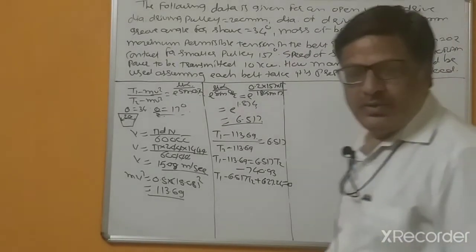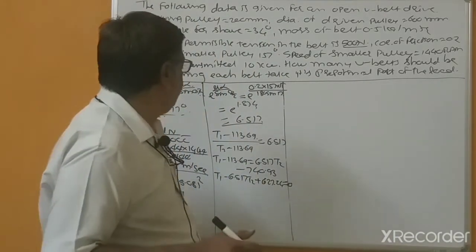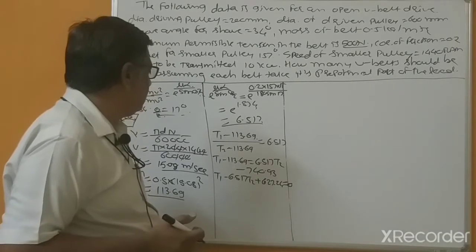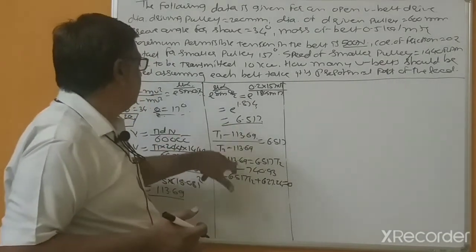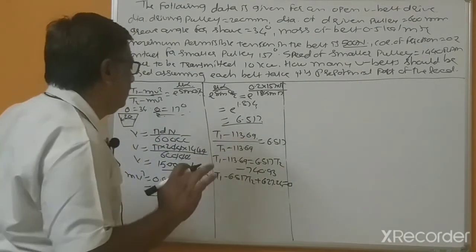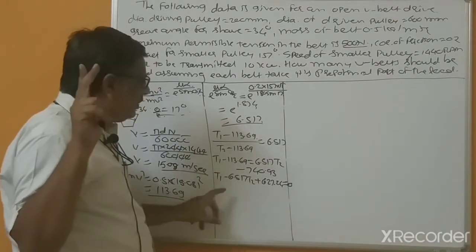Due to malfunctioning of my mobile camera, there was some disturbance and the recording was shut. I think up to this part you can understand. This is 6.517 mv square is equal to. So here there are two unknowns and one equation.